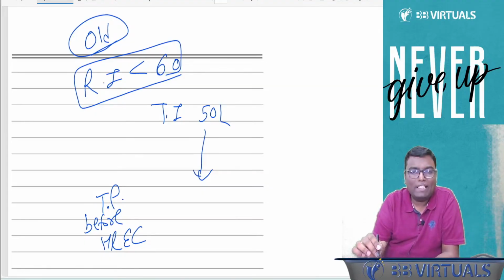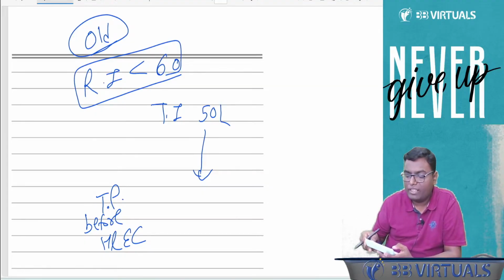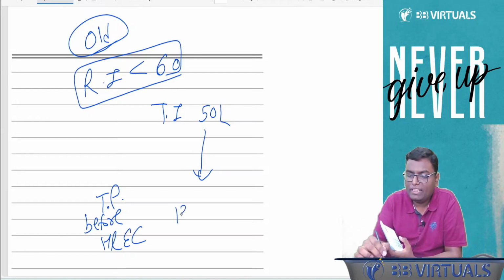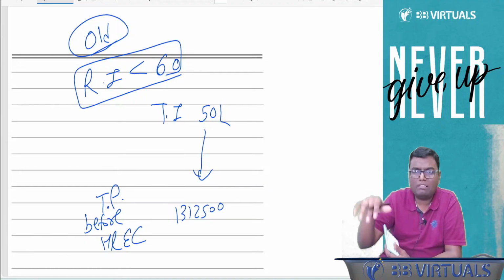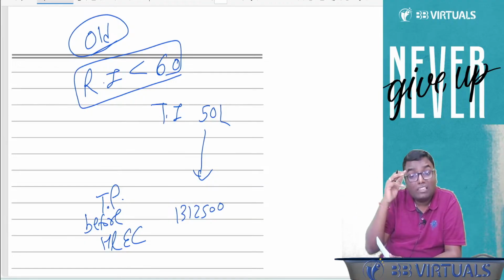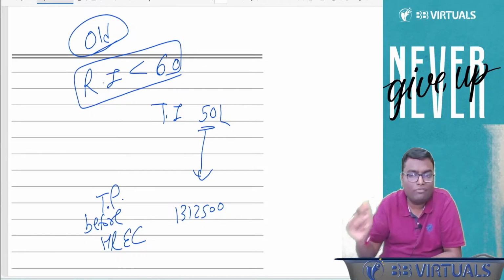So can I say up to 10 lakh, it will be 1,12,500. On the balance 40 lakh, it will be 30%. So the total tax will be 13,12,500. 4% cess is not to be added. Surcharge is not to be added because income is not more than 50 lakh. It is exactly 50 lakh.